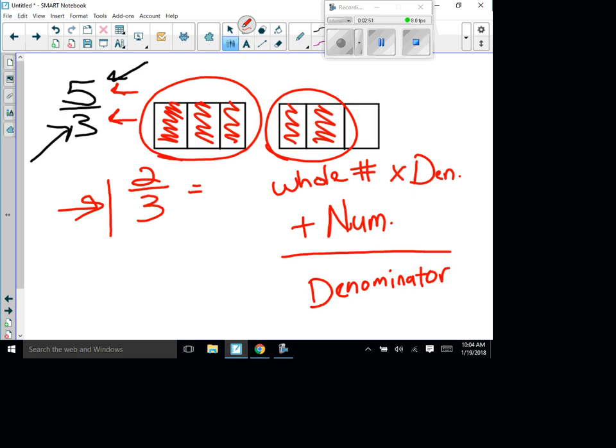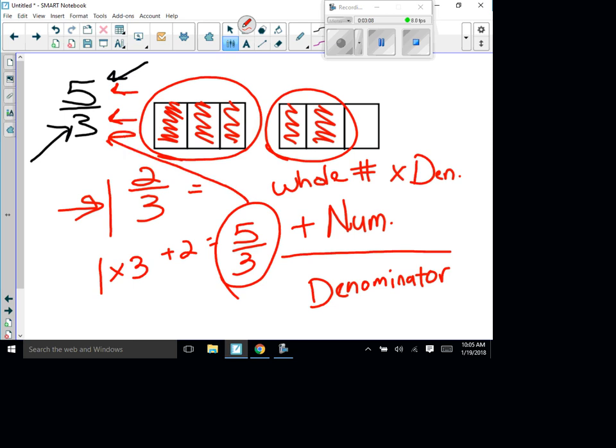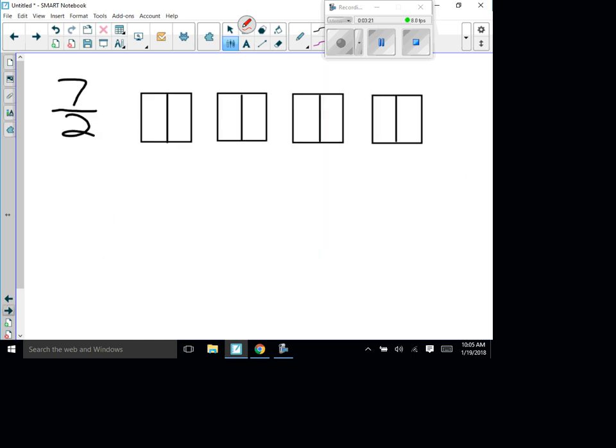I'll show you over here. You go 1 times 3 plus 2. So 1 times 3 is 3, plus 2 is 5, and then you put it over the denominator, which is 3. And you look, it's 5/3, and that's the same thing as the one right here. So 1 2/3 and 5/3 are equal. 1 2/3 equals 5/3. Okay? Let's go do another one.